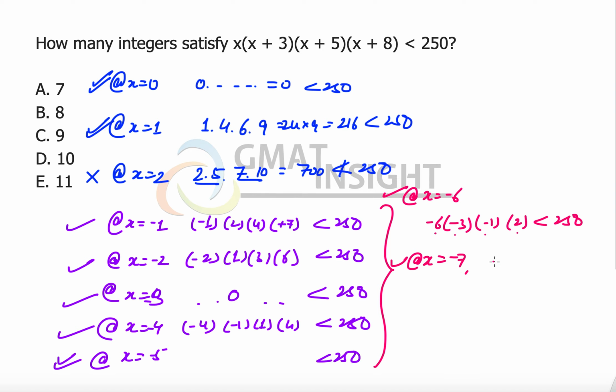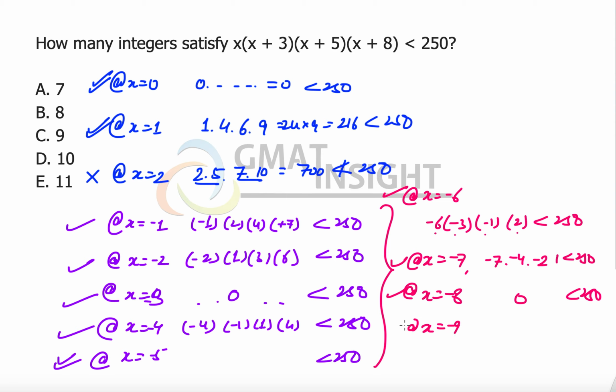For example, the first part will be minus 7, the second part will be minus 4, then the next part will be minus 2, and the next part will be plus 1, which is less than 250. And thankfully x equal to minus 8 also will satisfy, because this part becomes a 0, which is less than 250. Now the next question is, what happens when you took x equal to minus 9?